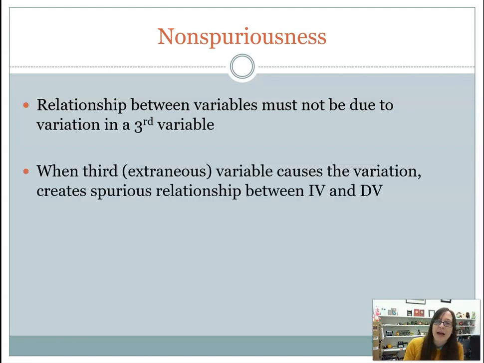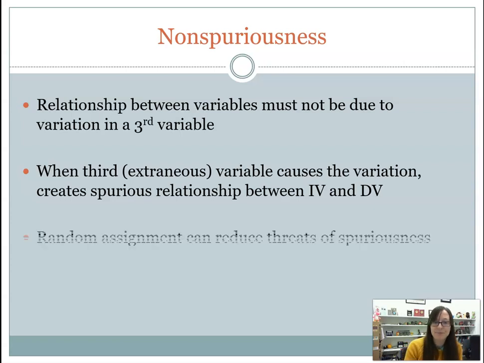So when you have that third extraneous variable, meaning it's just external to the original two that we're looking at, you have that third variable that's causing the variation. That's a spurious relationship. That means that the independent and dependent variable are going to be correlated. They're going to look like they're related, but it's because of that third variable. So a spurious relationship is what we don't want, which is why we want non-spuriousness.